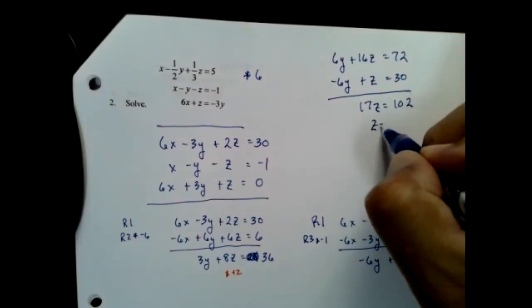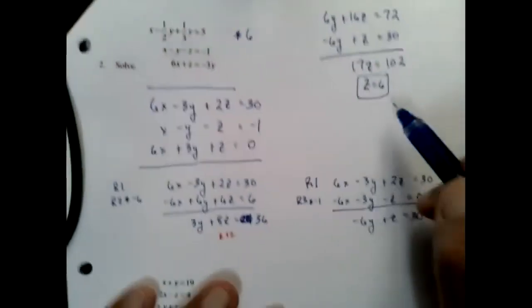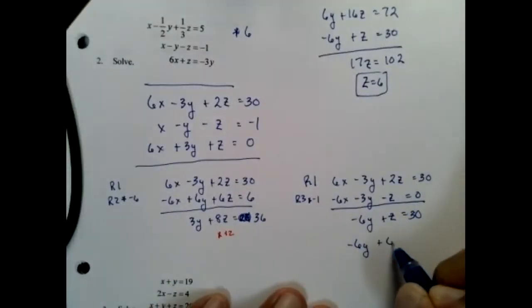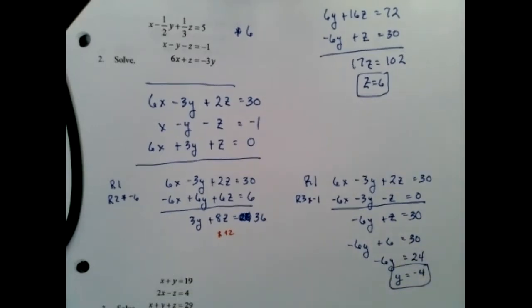I believe z equals 6. Z is 6. I'm going to come down here. Negative 6y plus 6 equals 30. Negative 6y equals 24. I get y equals -4. You notice boxing in the answers is helping me.